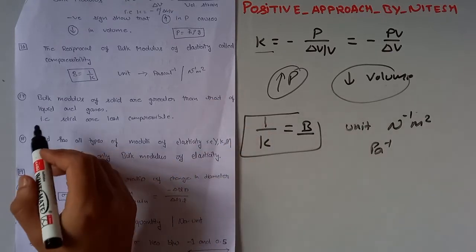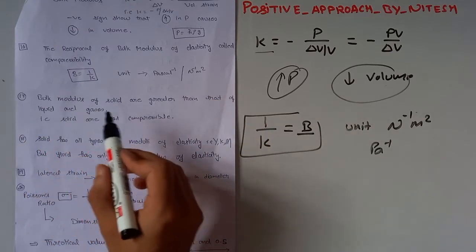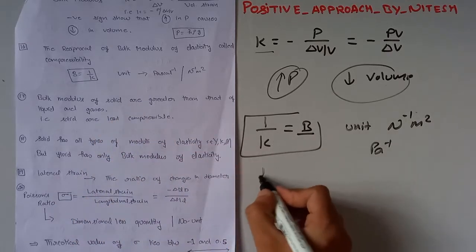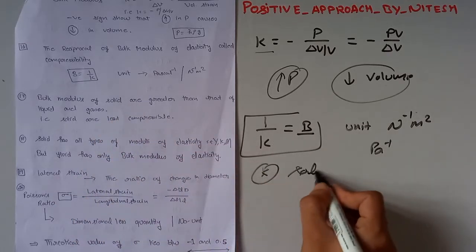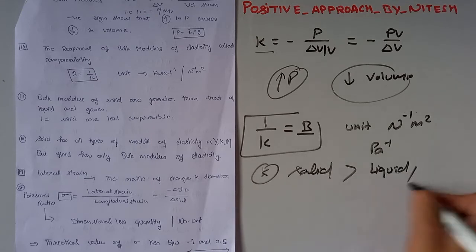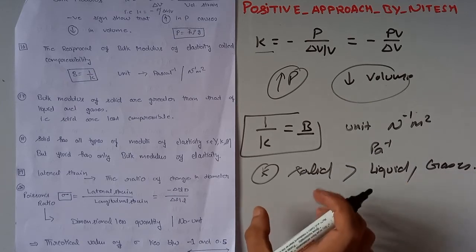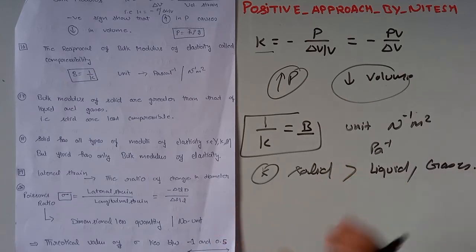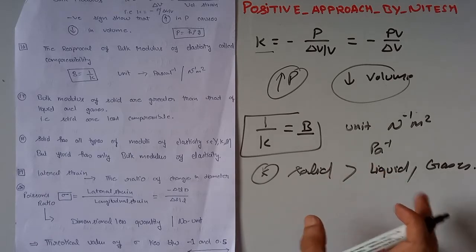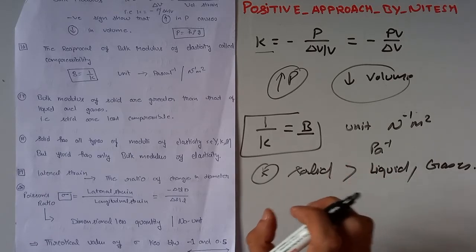Our next important key point is that the bulk modulus of solids is greater than that of liquids and gases. That's why solids are the least compressible, because the bulk modulus of solid is greater than that of liquids and gases.